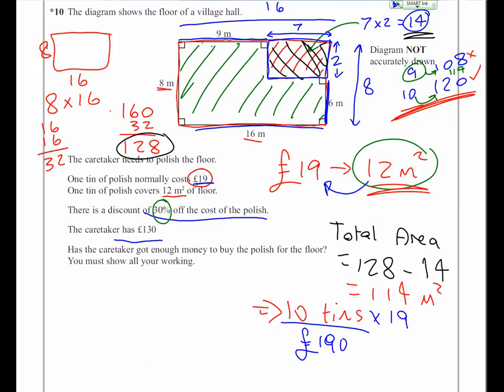Okay, taking away 30%, you can either find 70% straight off, or you can find 30 and then take it away. That's up to you. Both ways work. Either way, I reckon we want 10%. Divide by 10, 19 quid.